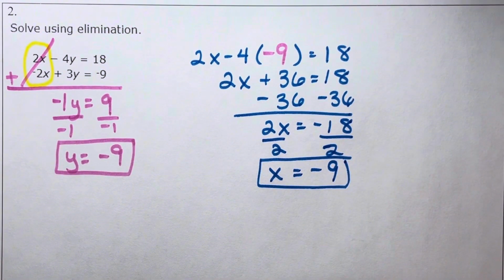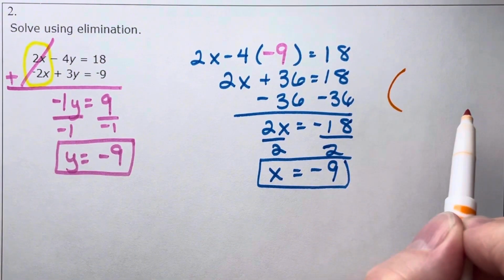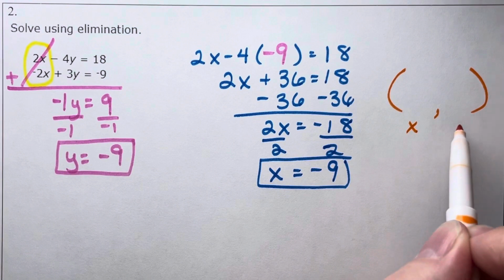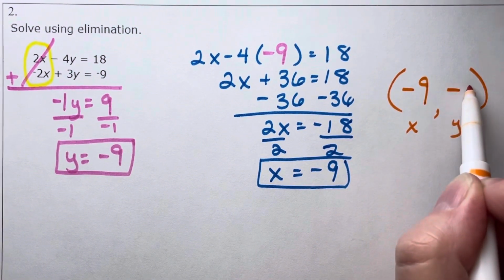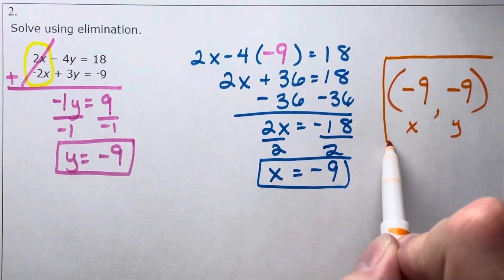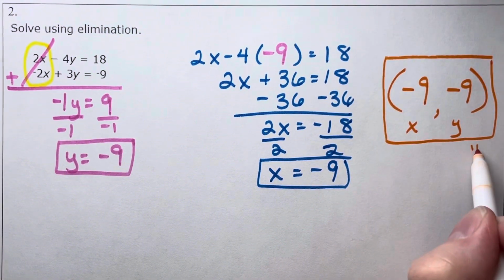Isn't that interesting? Okay. We see as a result our final answer, which is always in the order of x and then y, happens to be the coordinate point of -9, -9. And there you go.